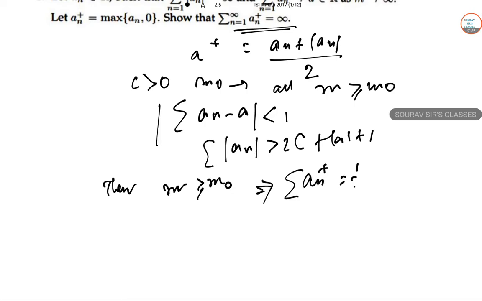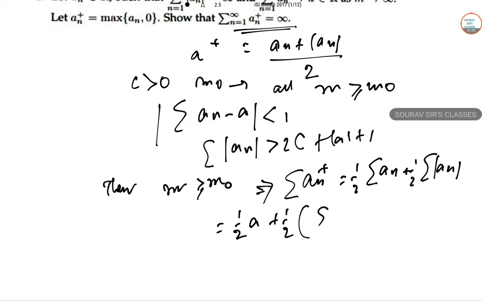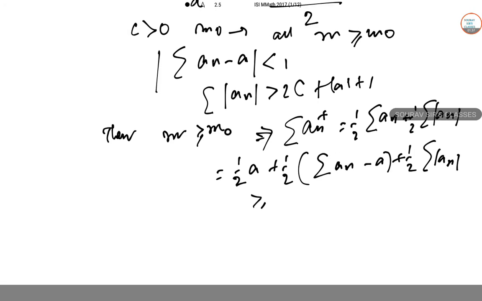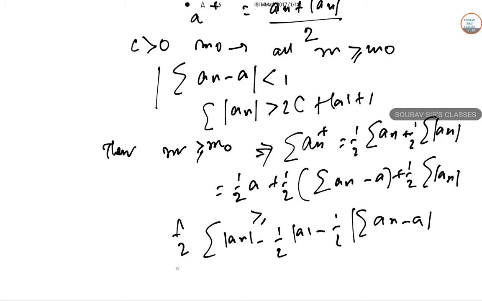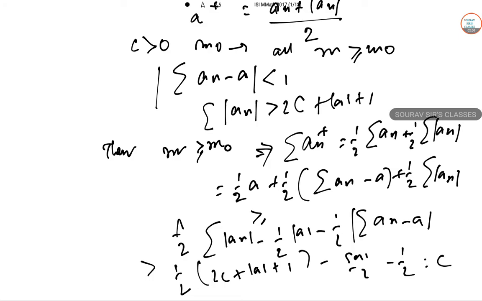a_n plus equals half the summation of a_n plus half mod of a_n. So this is equal to 1/2 the summation of a_n minus a plus half mod of the summation of a_n. Now this is greater than or equal to half the summation of a_n minus half of mod a minus half the summation of a_n minus a, and that is greater than half of 2c plus mod a plus 1. I'm just simplifying it, minus mod a by 2 minus half, which will be equal to c.